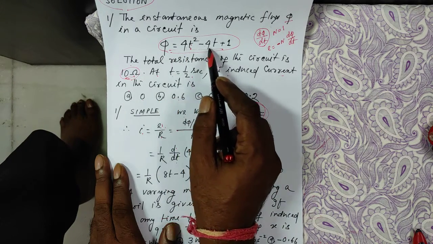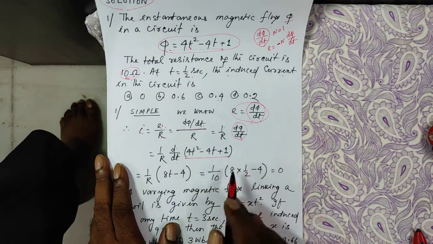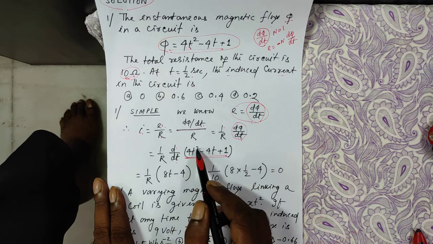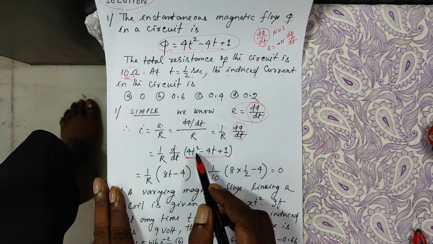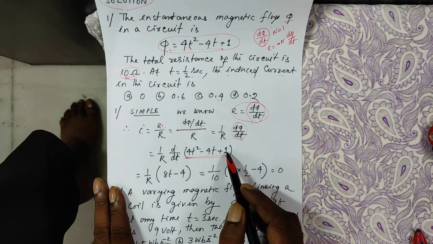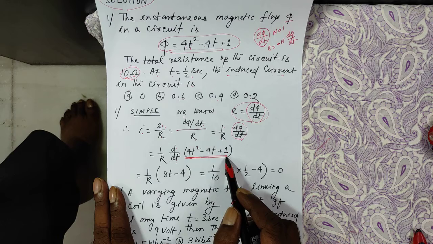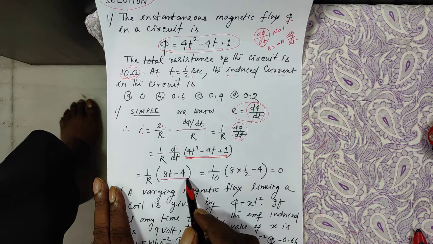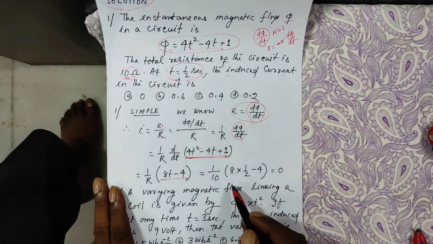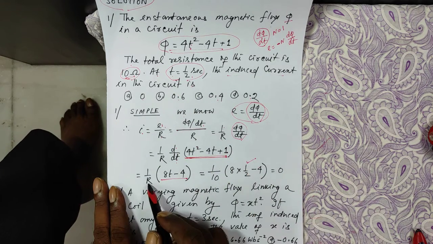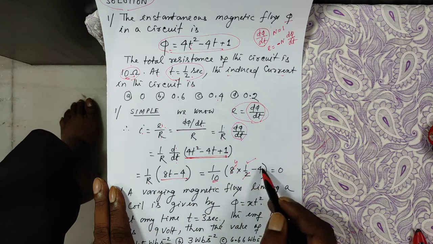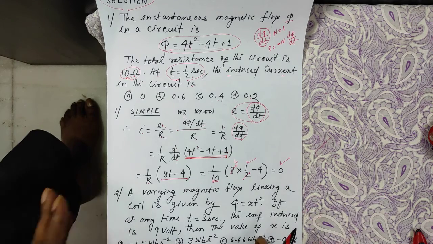Phi is given as 4t square minus 4t plus 1. That is why I have written here. When this is differentiated with respect to time, this 2 comes here, it becomes 8t. 4 is taken out, dt by dt is 1. And derivative of 1, constant, is 0. So the derivative of this with respect to time becomes 8t minus 4. And it is asked to find out at t is equal to half second. So put t is equal to half second and put value of R, that is given as 10 ohm. So this 4 minus 4 is 0. So the current comes out to be 0.